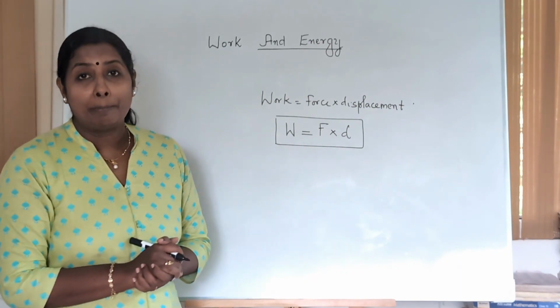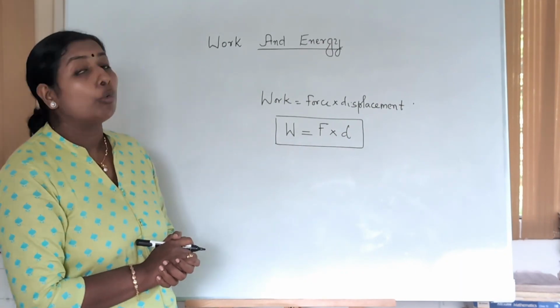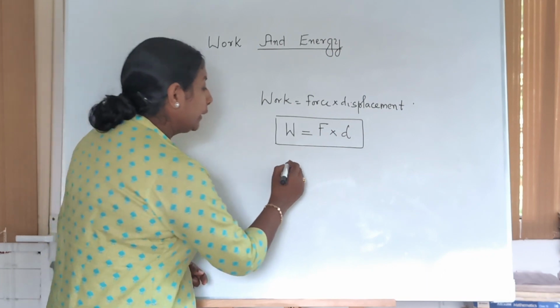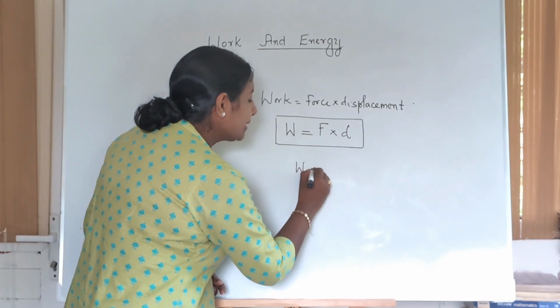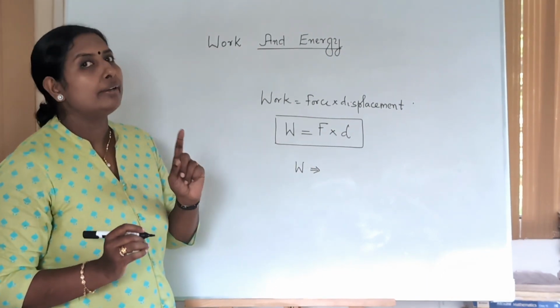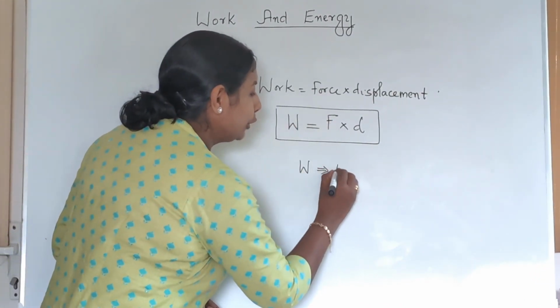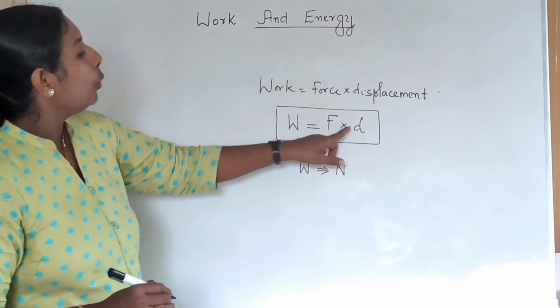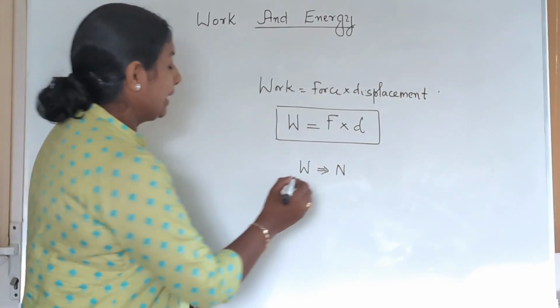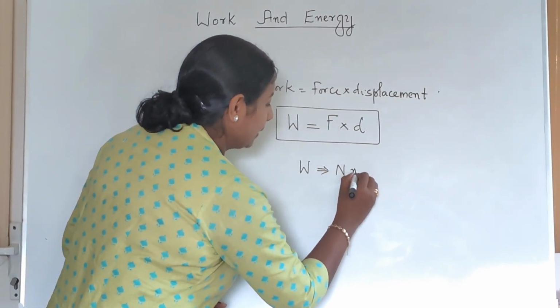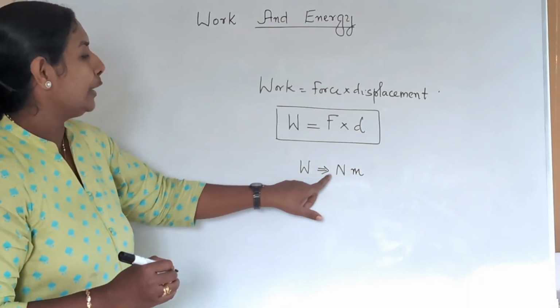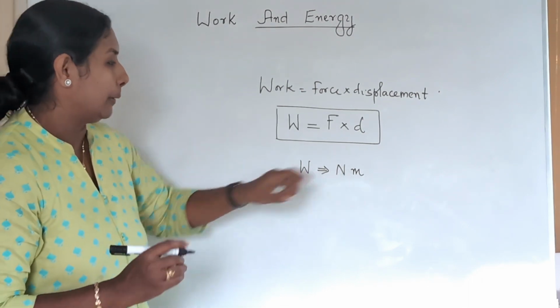Let us now go back to the unit of work. Let us analyze it. What is the unit of force? You have already studied in your last chapter. The unit of force is Newton. And what is the unit of displacement? The SI unit is meter. So, work has a unit, Newton meter.